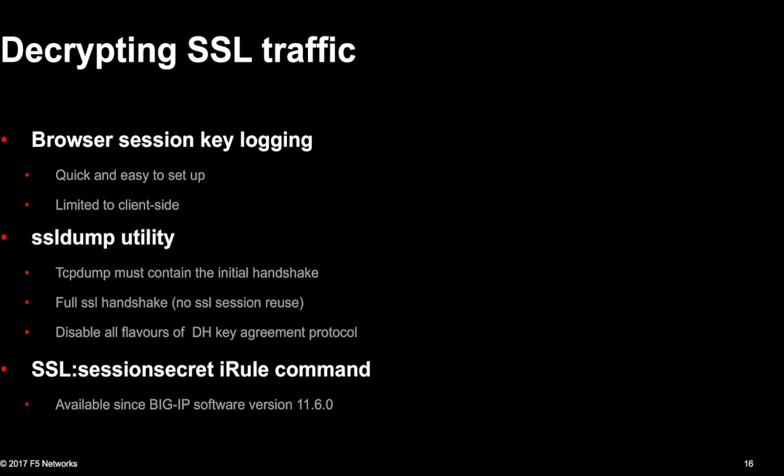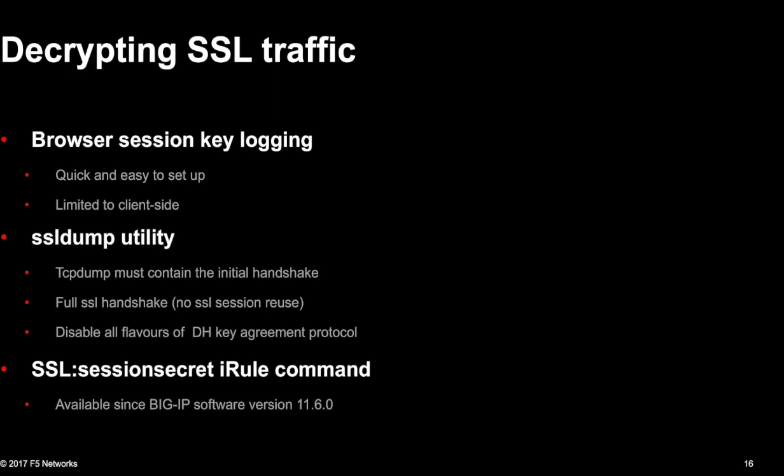We have the ssldump utility that we can run on the big IP. The things to bear in mind is that the tcpdump must contain the initial handshake, the full SSL handshake. It cannot decrypt if it is a resumed SSL session we use. And you will need to disable all flavors of Diffie-Hellman key agreement. If it uses Diffie-Hellman, you will not be able to decrypt the traffic with ssldump.